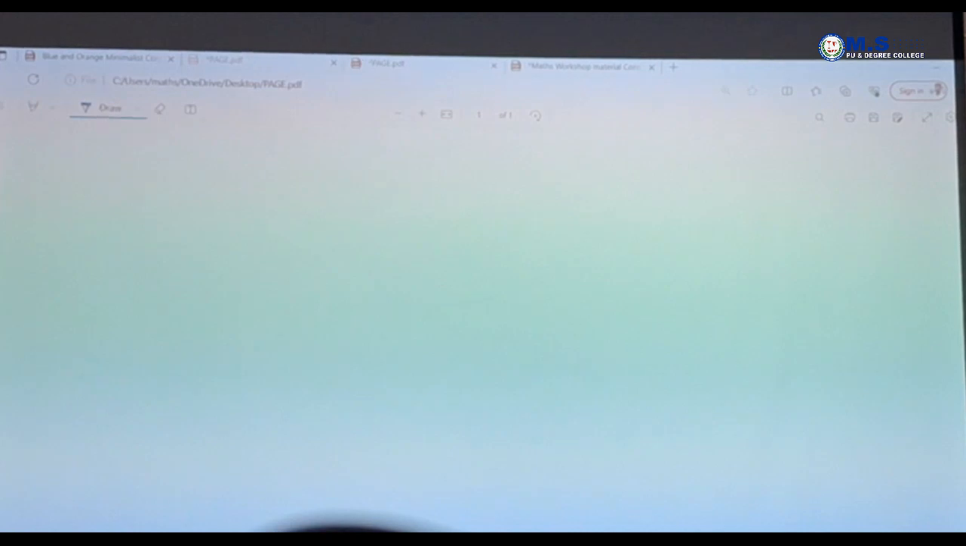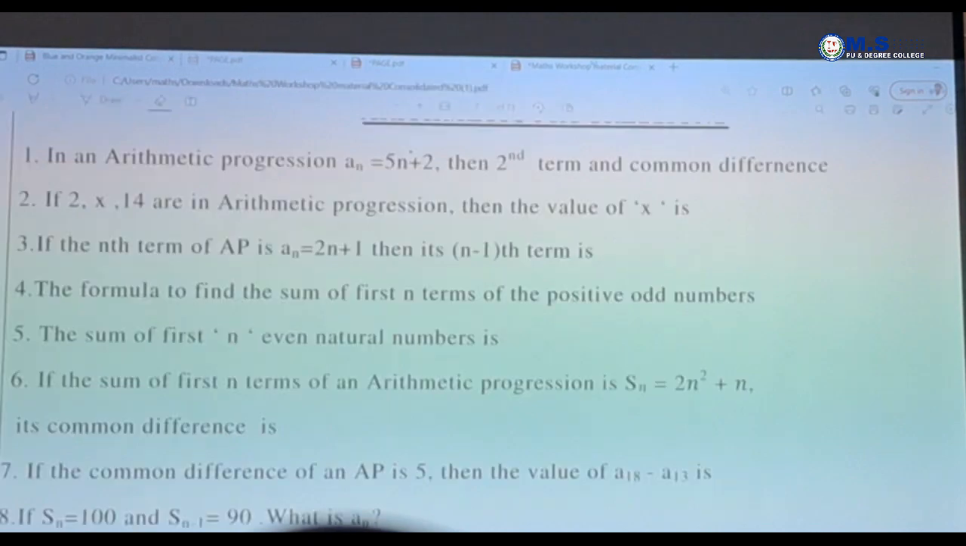Here, what is Sn? Sum of n terms of an AP. What is S3? It is the sum of three terms, A1 plus A2 plus A3. What is S4? Sum of 4 terms, A1 plus A2 plus A3 plus A4. What is the question here?